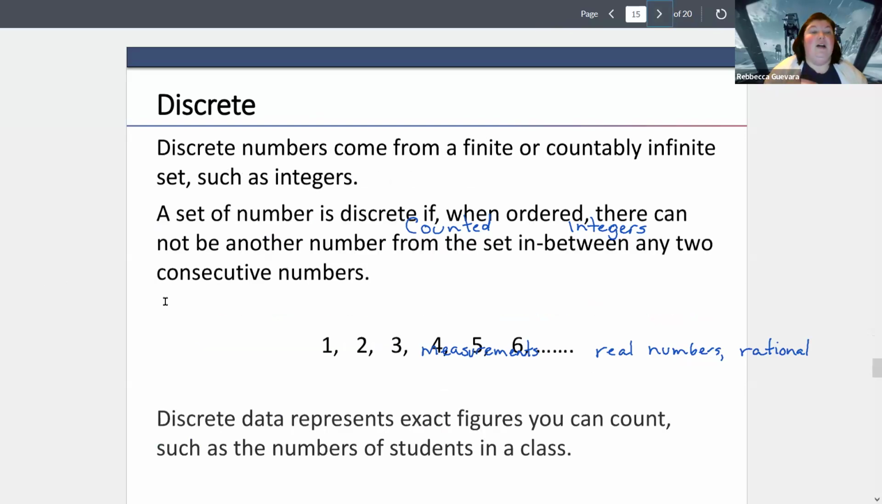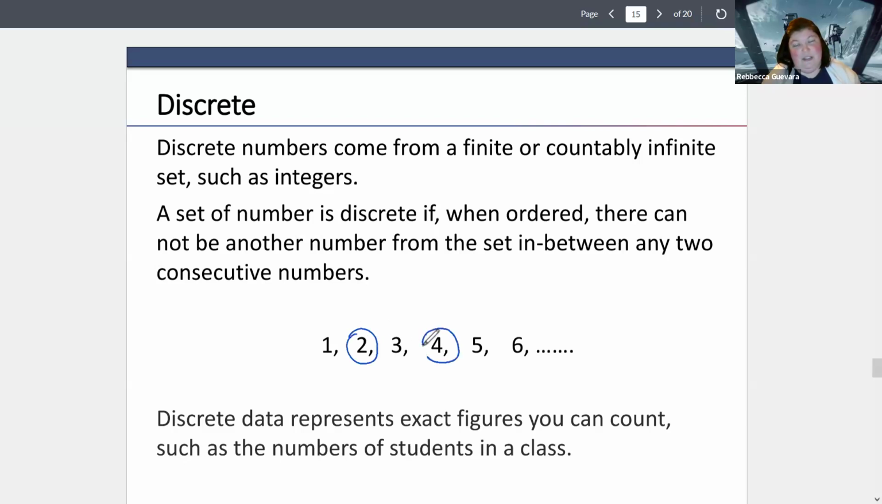Got to clear my page. So just quickly, this is starting with a mathematical definition, a little closer. It's not perfect for a discrete variable or discrete number. Discrete numbers come from a finite or countably infinite set, such as your integers. A set of numbers is discrete if when we order it from smallest to largest, there cannot be another number between 2 consecutive numbers in the set. Like with the integers. This is not necessarily just integers, this is natural numbers.